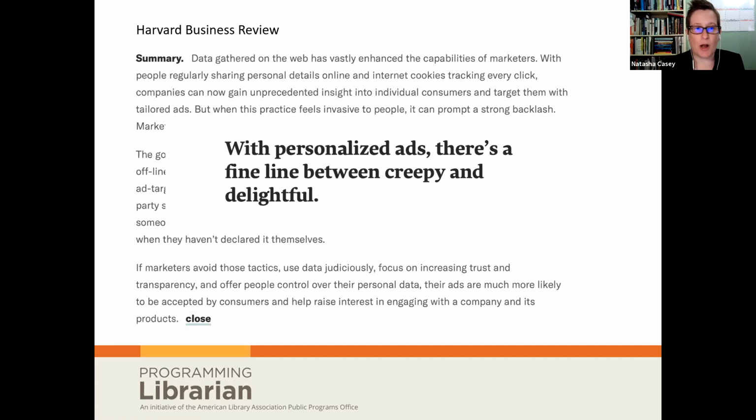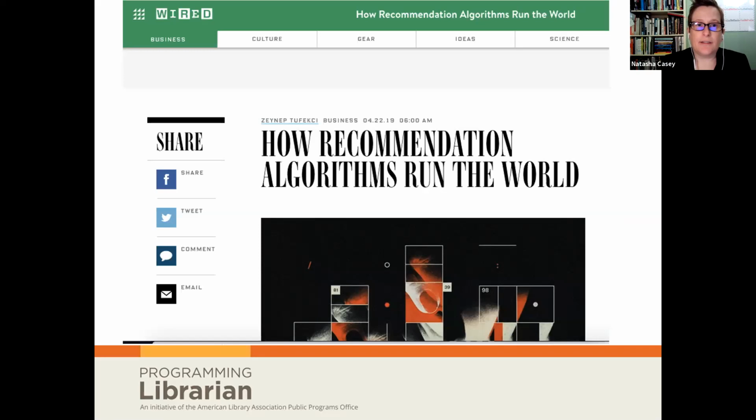But as the Harvard Business Review points out, with personalized ads, there's a fine line between creepy and delightful. Next slide, please. So even though, as this Wired magazine from a few years ago argued, recommendation algorithms run the world. And as I already mentioned previously, the report by Head, Feaster and Macmillan points out, all kinds of decisions about our lives are made this way, whether it's insurance coverage decisions, medical analytics, or credit card eligibility decisions. These are all increasingly subject to algorithms.